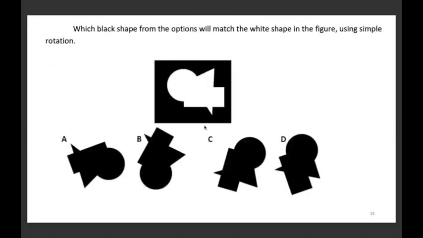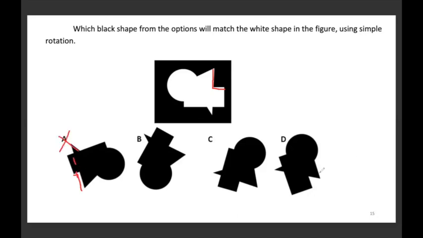A black shape from the options will match the white shape using simple rotation. Which of the black shape from the options will match the white shape using the simple rotation? We cannot use mirror, rotation is possible. Okay. In this case, what we will check is we can check easily this much part. ये वाला जो angle है, ये वाला जो angle है वो A में गलत है क्योंकि ये छोटा है. ये वाला problem, ये वाला edge problematic है.